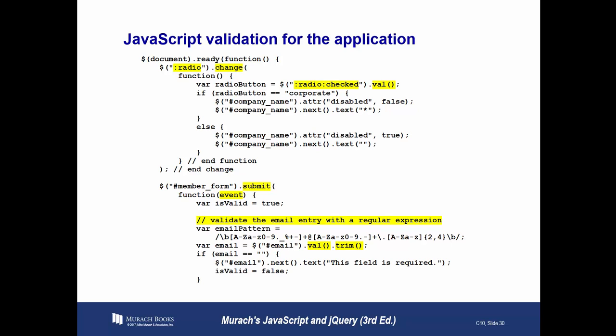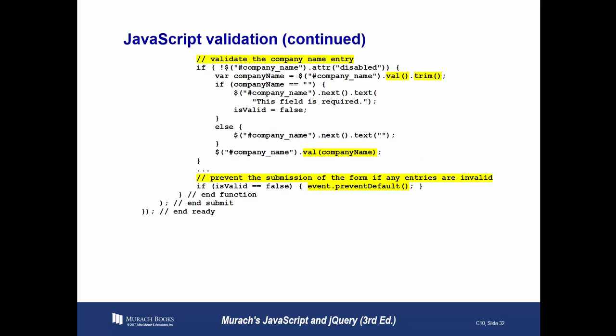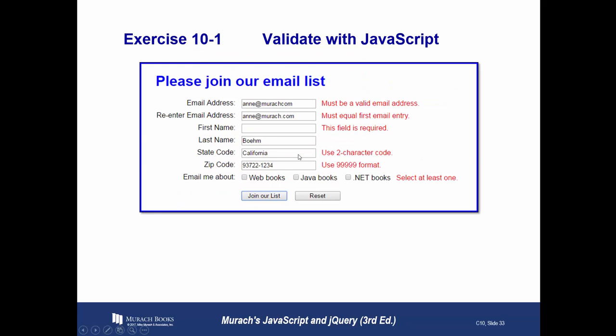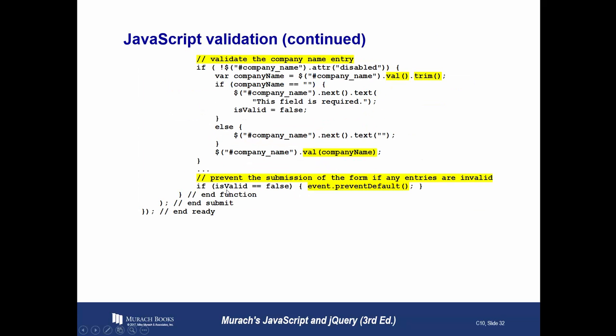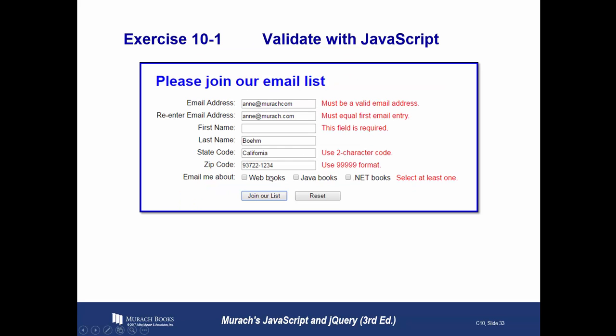After the validation, a final if is used right here to test the isValid attribute. If it's false, it means one or more of the fields is invalid. In that case, the prevent default method is passed to the submit event so that it doesn't actually send the form to the server. Okay? And that's pretty much it for this chapter.